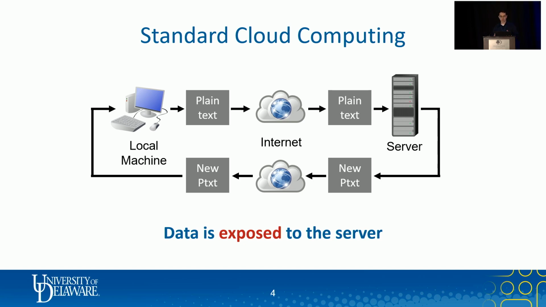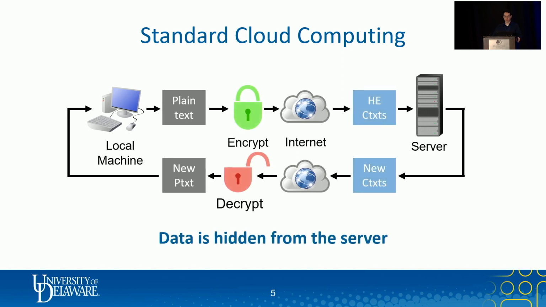So what we can do to be more secure is add a layer of homomorphic encryption before sending our data to the server, so that the cloud provider only ever sees the homomorphic ciphertext and does the computation on that data before sending it back to the client for decryption.